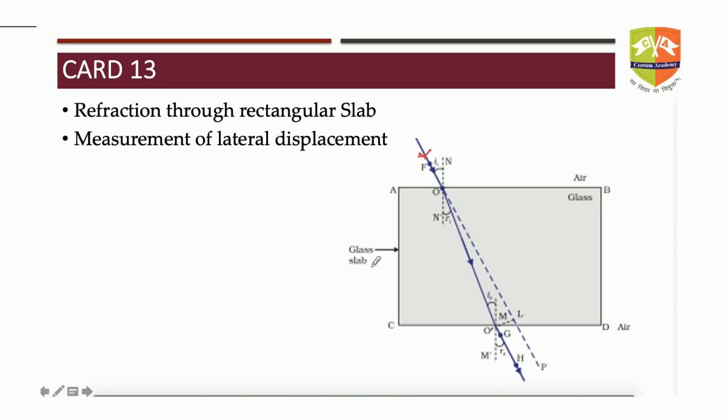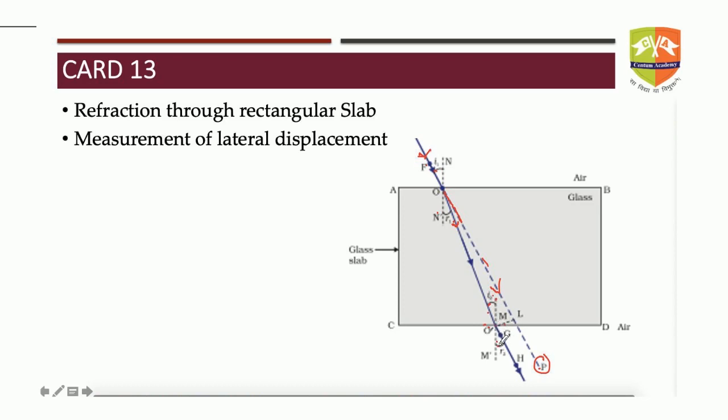So in this phenomenon, it is seen that the final refracted light is at a certain distance from the original direction of the incident ray. And the perpendicular distance between these two rays, the original direction of the incident ray and the final refracted ray, is known as lateral displacement. Are you understanding? Yes or no? Yes, sir. Any doubt? No, sir. Okay. So look here, there is one question which is asked: what are the different factors on which the lateral displacement depends?